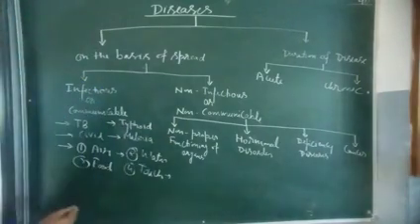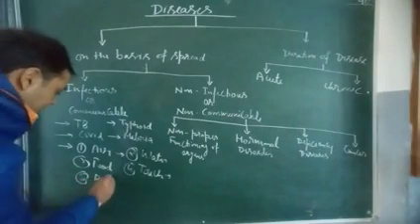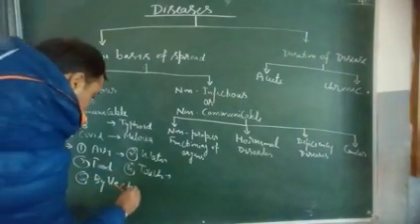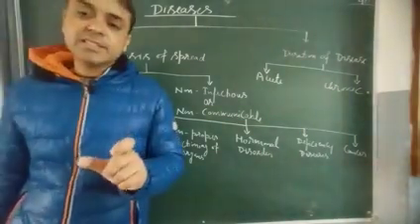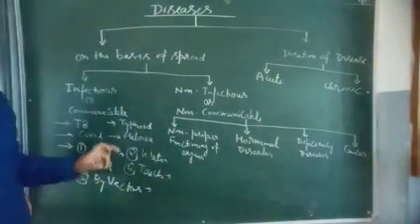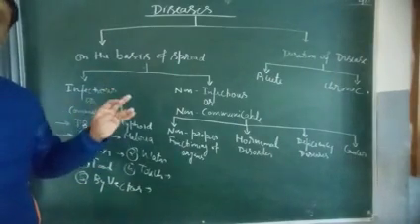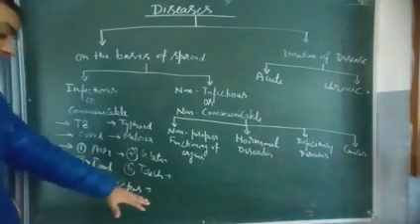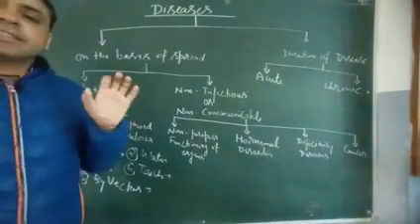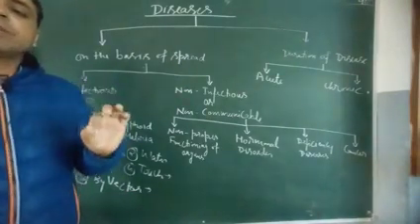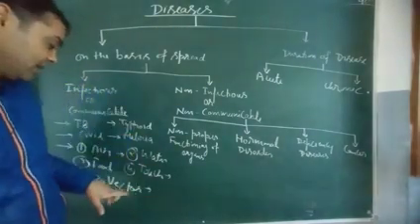Another mode of transmission is by vector. Now the question is, what are vectors? Vectors are animals or insects like houseflies, mosquitoes, a dog, a pig. These are examples of vectors. So vectors are the insects or animals that carry the pathogen of a particular disease.